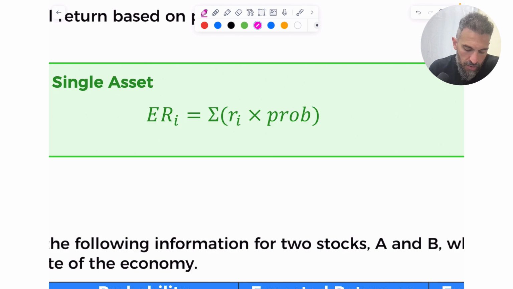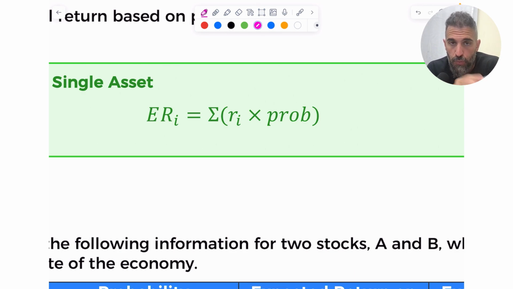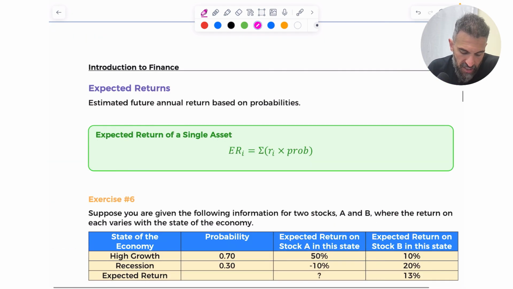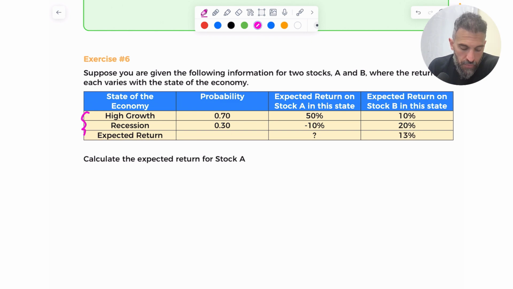It's the sum of the return times the probability. It's the same way that you would calculate expected value in any context. You have a probability and you have an outcome. And for each outcome, you want to multiply it by its probability to basically get the average. So here, for example, the economy can either go into a high growth state or a recession. You have the respective probabilities and you have the outcome for each one.